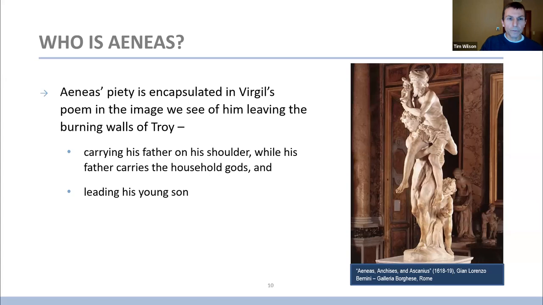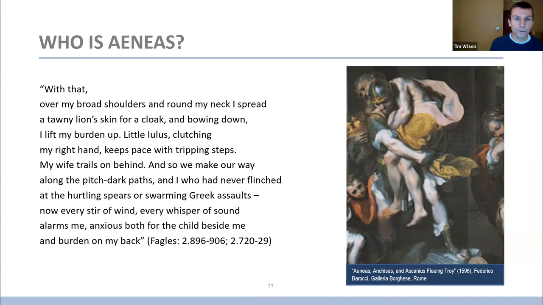And here are the lines from book two, line 896 to 906. With that, over my broad shoulders and round my neck, I spread a tawny lion skin for a cloak. And bowing down, I lift my burden up. Little Aeolus, clutching my right hand, Aeolus is his son, keeps pace with tripping steps. My wife trails on behind. And so we make our way along the pitch dark paths. And I, who had never flinched at the hurtling spears or swarming Greek assaults, now every stir of wind, every whisper of sound alarms me, anxious both for the child beside me and burden on my back.